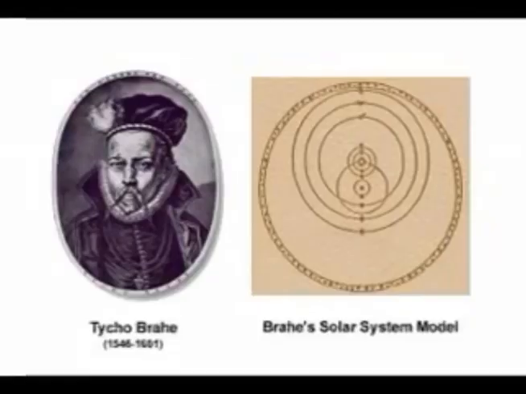Here is the geocentric system as given by the famous astronomer Tycho Brahe. Note that Brahe has the five traditional planets orbiting the Sun and the Sun orbiting the Earth.